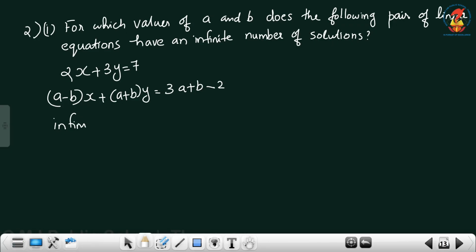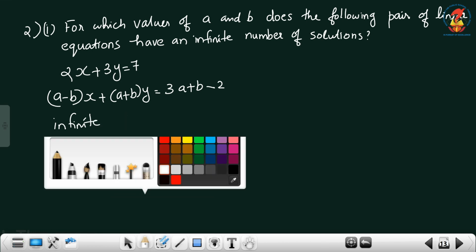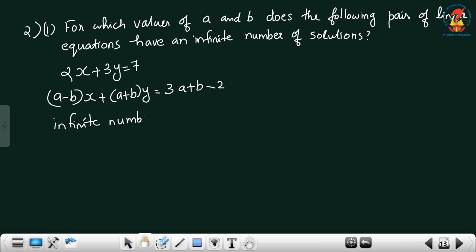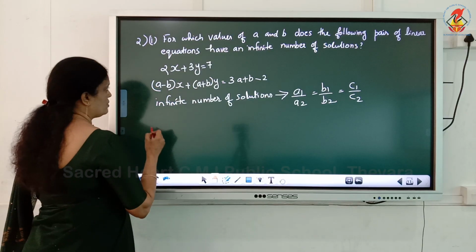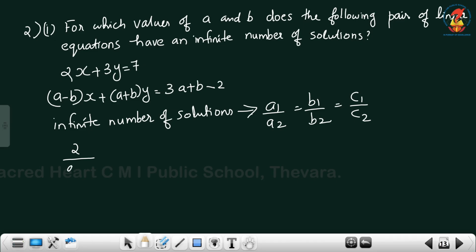Infinite number of solutions. Condition: A1 by A2 equal to B1 by B2 equal to C1 by C2. But here in these equations, what is A1 and what is A2? Here A1, A2: 2 by A minus B. Okay. What is B1 and B2? B2 equal to 3 by A plus B.